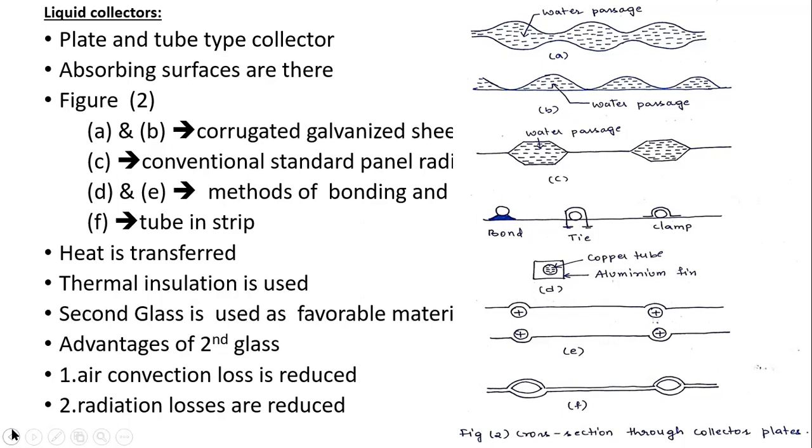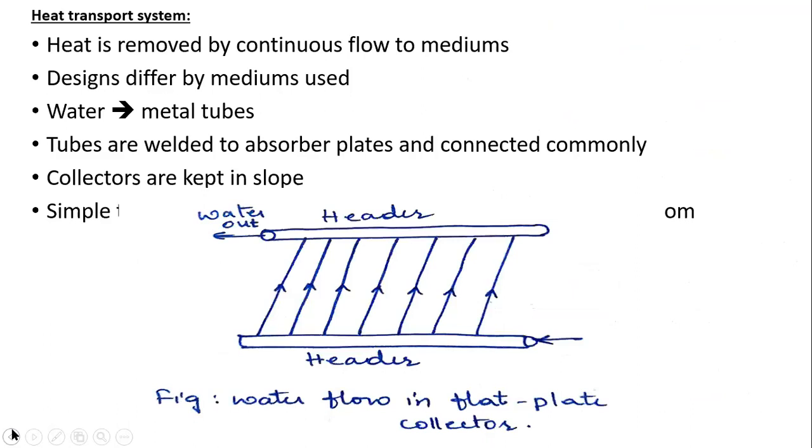This is the heat transport system. We are getting the solar radiation from the sun. We are absorbing the solar radiation and the heat from it, and we are transferring the heat to the usable areas. The heat generated in the absorber is removed by a continuous flow of heat transport medium, either water or air. We can use both mediums. The design of this heat transport system will depend upon the medium we are using. For water it is designed separately, and for air it is designed separately.